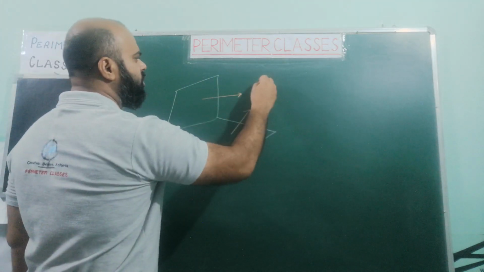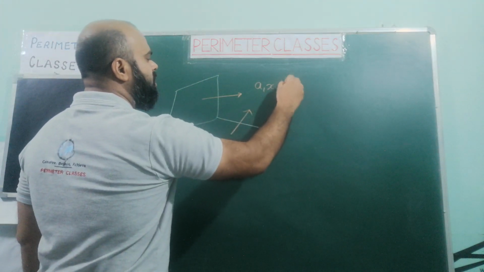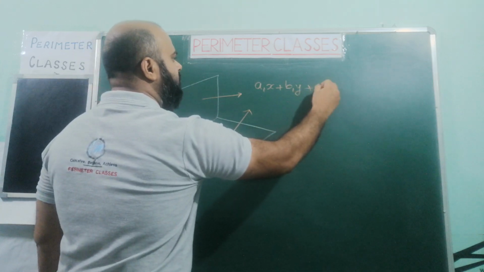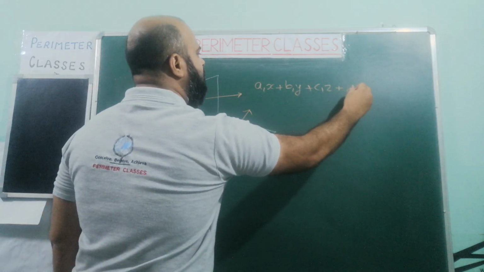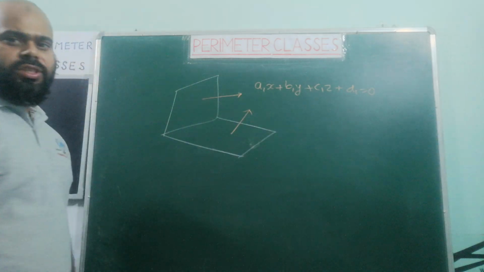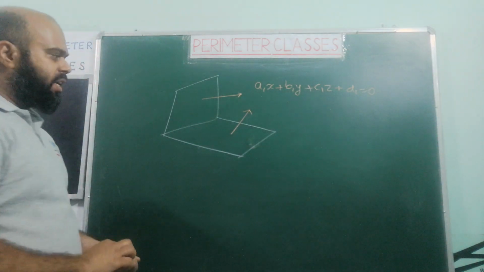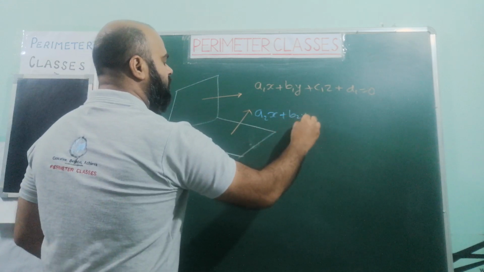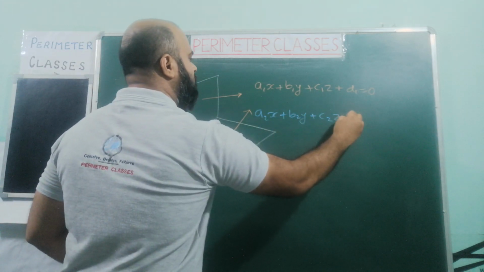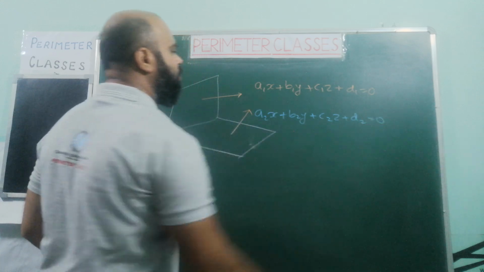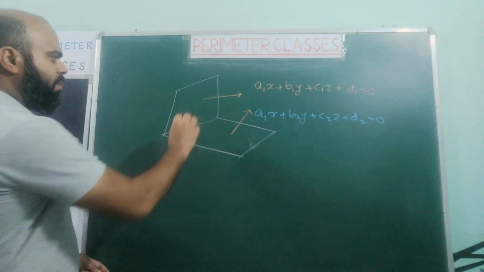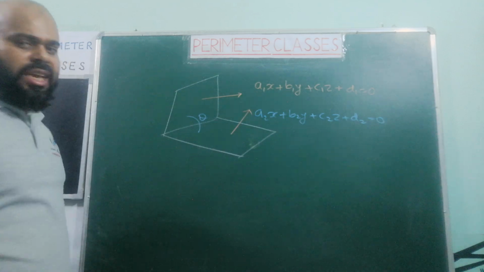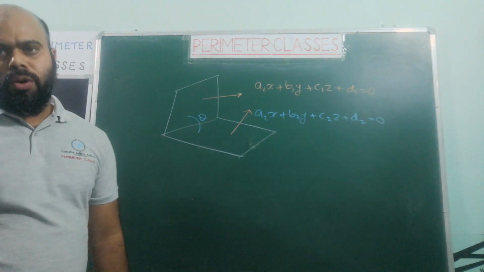If we write the equation of this plane, a1x plus b1y plus c1z plus d1 is equal to 0. So this is the first plane. The second plane is a2x plus b2y plus c2z plus d2 is equal to 0. So the angle between the planes is the same as the angle between their normals.